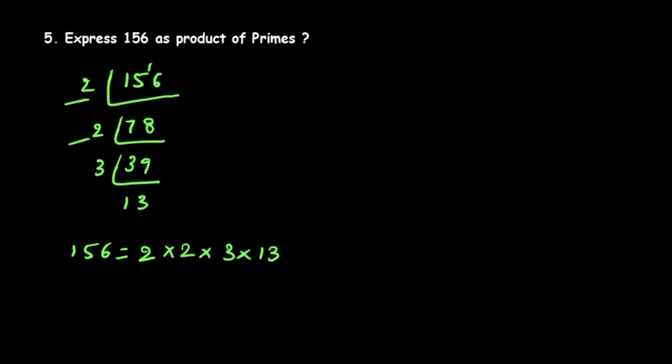That means we write 2 to the power of 4 into, sorry, 2 power 2. We write 2 power 2 into 3 into 13. So the final answer here is 2 square into 3 into 13.